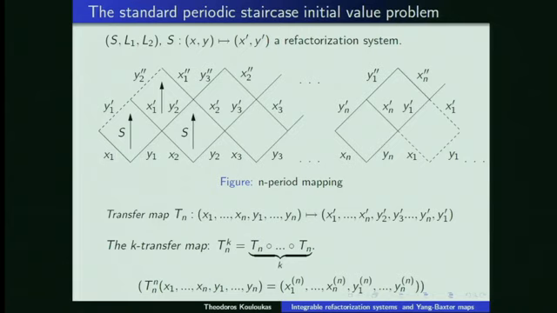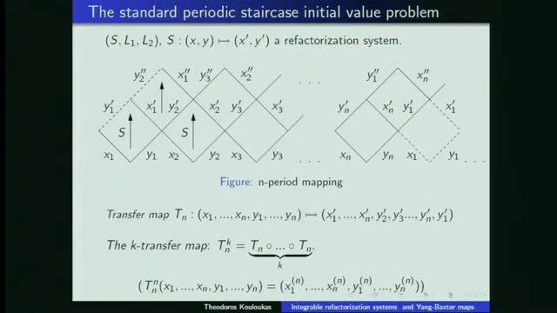This is the simplest one, I think, the standard periodic staircase initial value problem, where we put initial values on a staircase on a lattice, x1 to xn and y1 to yn, and we also consider some periodic boundary condition. So from this point, all the values repeat.